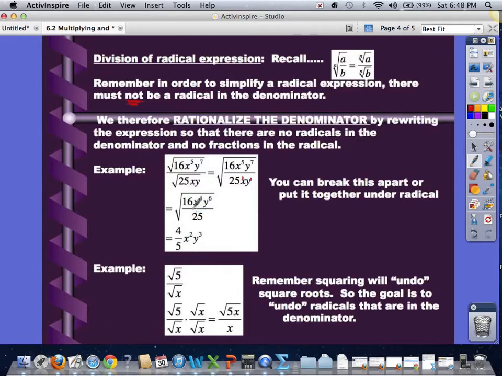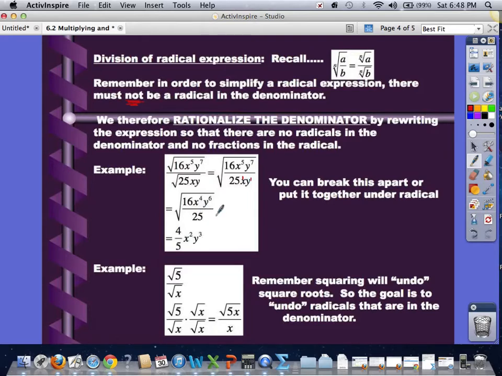Now I'm going to look at these and I'm going to say, well, what's the square root of 16? Well, that's 4. What's the square root of 25? That's 5. What's the square root of x to the 4th power? That's x^2. And what's the square root of y to the 6th power? That's y^3. The radical is completely gone because everything became a perfect square.